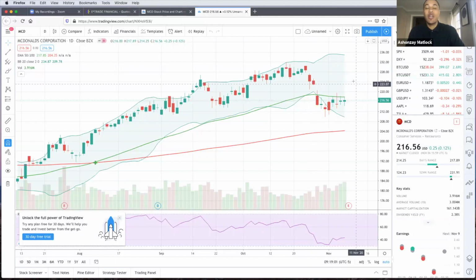So let's just say, for example purposes, we feel that McDonald's will have pretty solid earnings. We're kind of bullish on them.